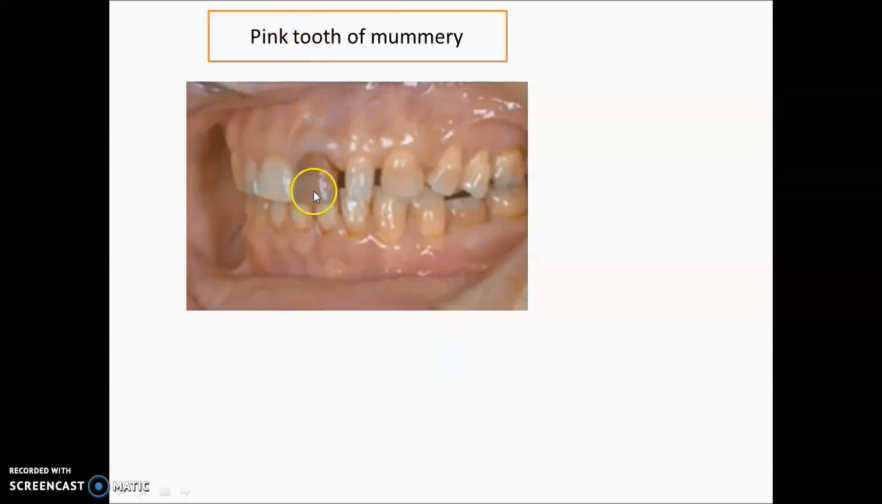Now what is this? This is the pink tooth of Mummery. So for example, they can ask you which AIIMS classification. It is your AIIMS class 4.